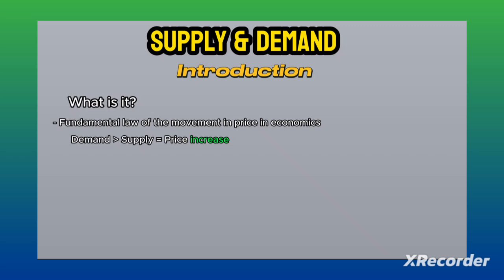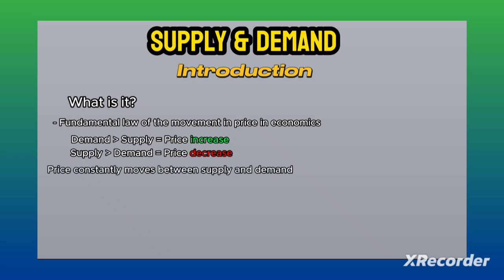Now the opposite happens. When supply is higher than the demand, the price of a product in a certain market will decrease. A reason is because people abstain from buying, usually because the price got high enough that they don't see it being worth buying. The market constantly changes its state and price moves between these economic fundamentals.